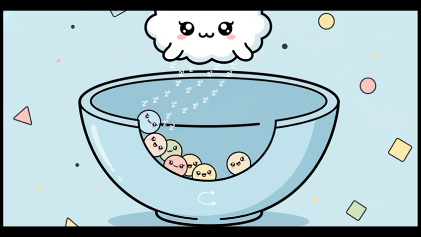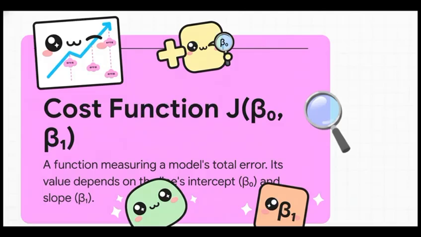And that simple shape is absolutely crucial for what comes next. So, to put it a little more formally, we call our cost function J. And its value, the total error, depends entirely on the two things that define our line. Its intercept, which we'll call beta 0, and its slope, beta 1. All this means is, if you change the slope or the intercept of your line, you move to a new spot in the landscape, and you get a different total error.